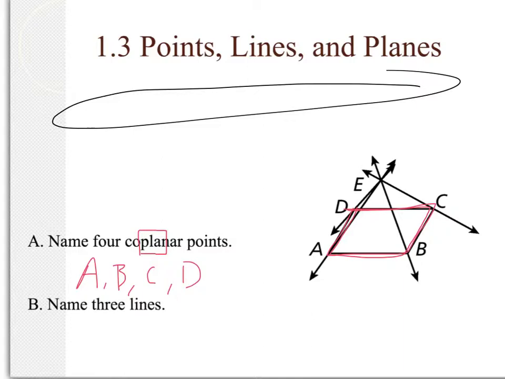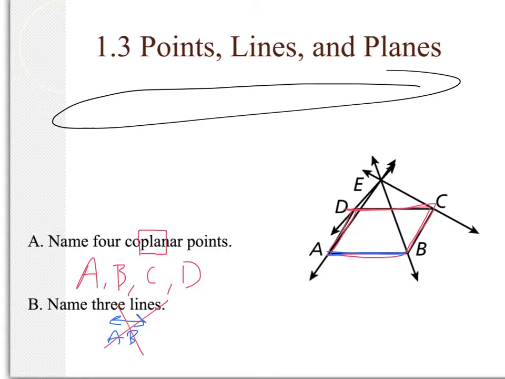Now, we get to name the 3 lines. There are more than 3 lines in this diagram. I'll label all of them. But the one thing I do not want you to fall into the trap of is writing AB. If you wrote AB, that is incorrect. Why? Because AB is a line segment, not a line. Remember, a line has to have those arrows.